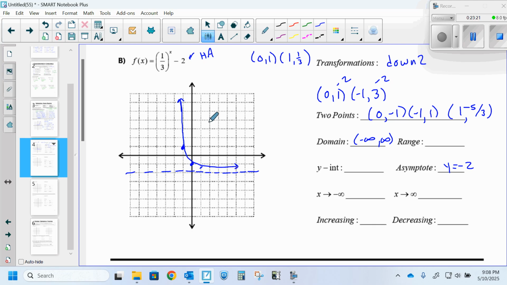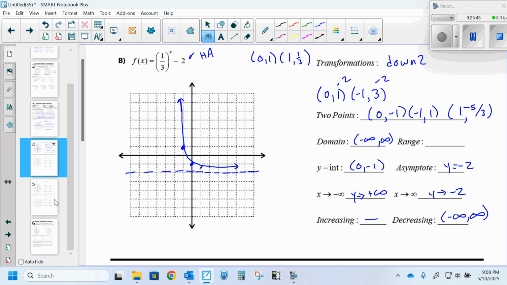Okay, I could have gotten a little closer to that asymptote down here, but that's okay. Your y-intercept fortunately is given, or you found it already, so that's good. As x goes to the left, y is going up. As x goes to the right, it's going towards -2. This graph is decreasing everywhere.